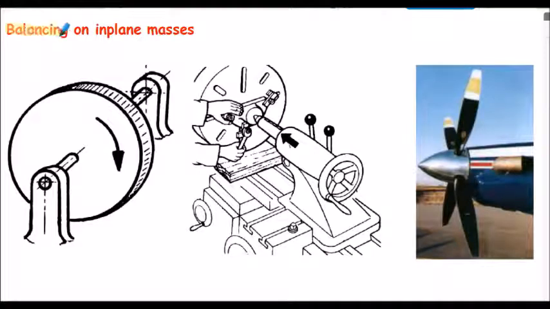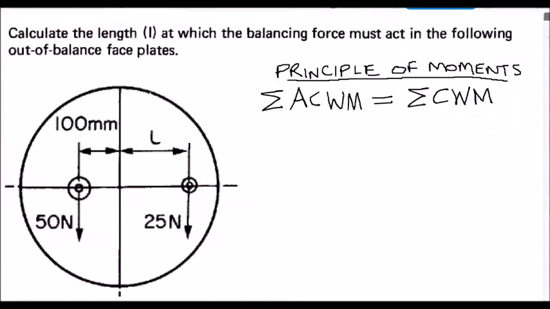Examples for the balances of in-plane masses include flywheels. We could have components bolted to a face plate of a lathe. It's not balanced, might need to balance it. And we could also have things like aircraft propeller blades, for example. Sometimes they can be out of balance and they need balancing. So it's those kind of objects that you'll see, sort of the context, some of the questions that we're going to be reviewing here, okay?